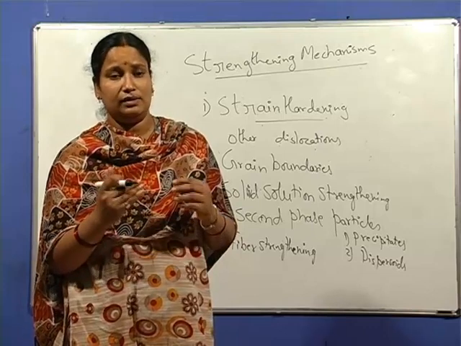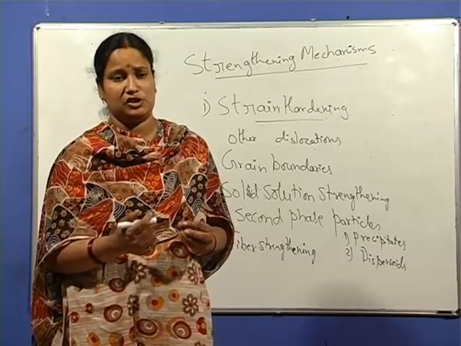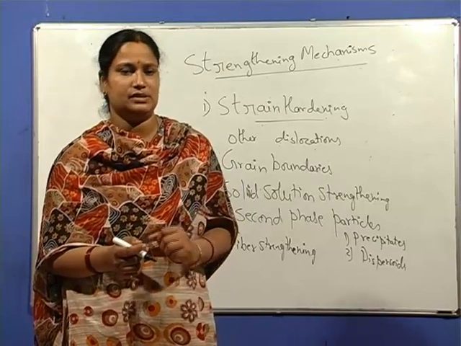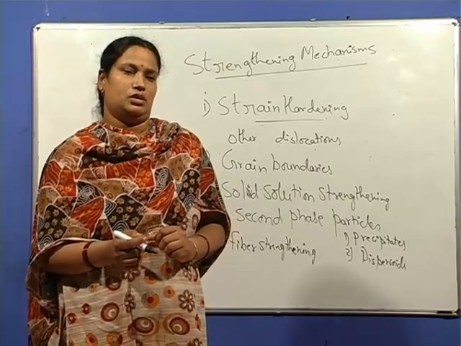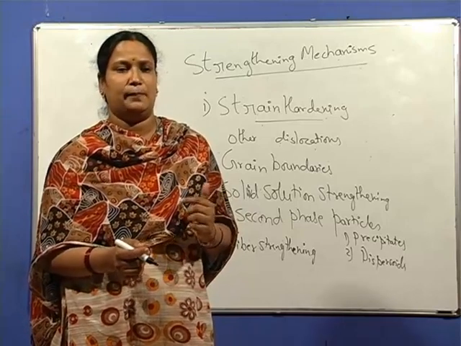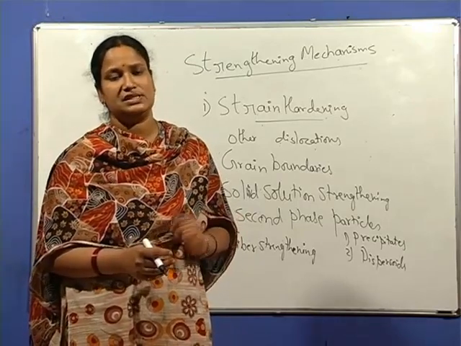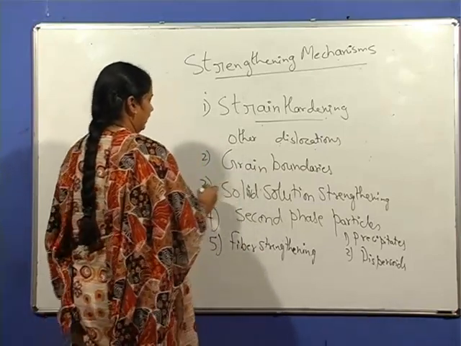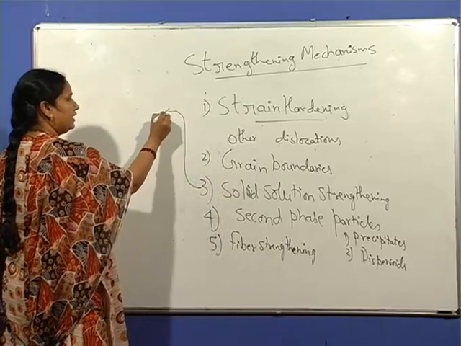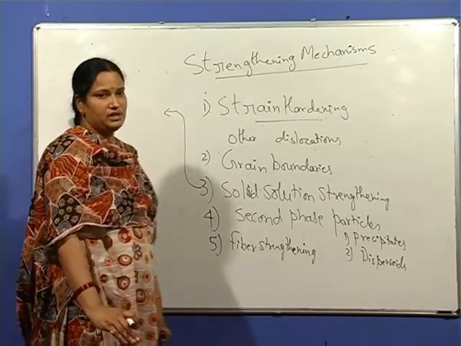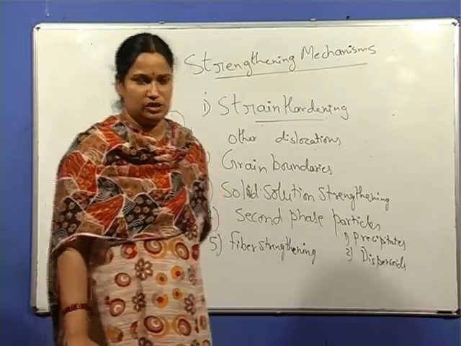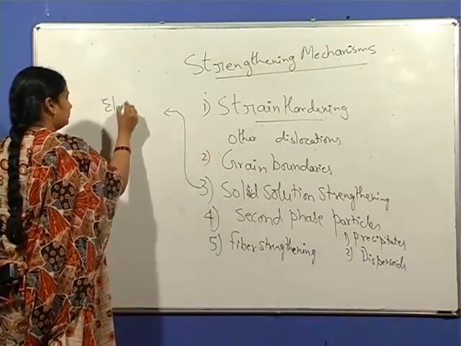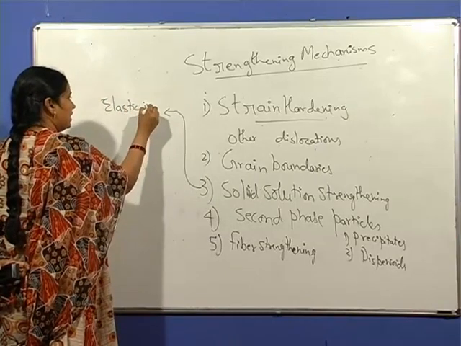Now, what are the different ways by which solid solution contributes to strengthening? There are different methods that contribute strength by solid solution. In solid solution, we have different types of interaction that take place between the solute and the dislocation. The first is the elastic interaction.